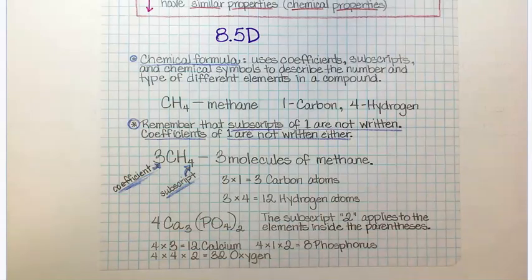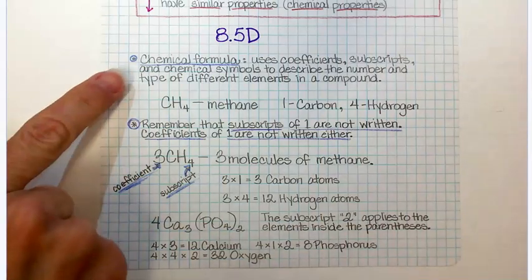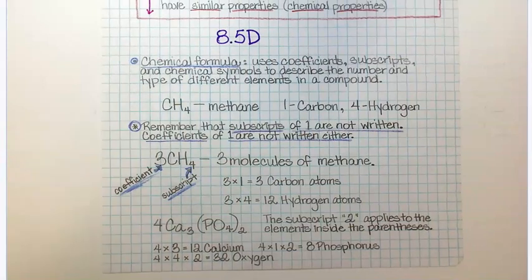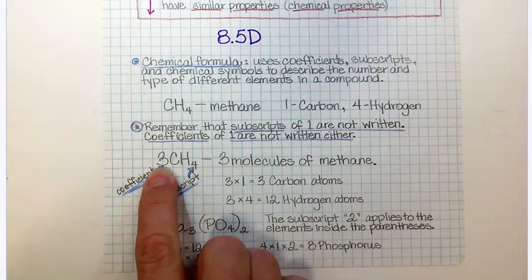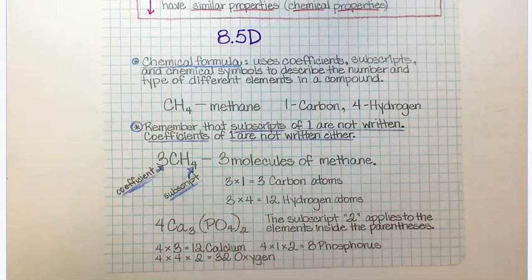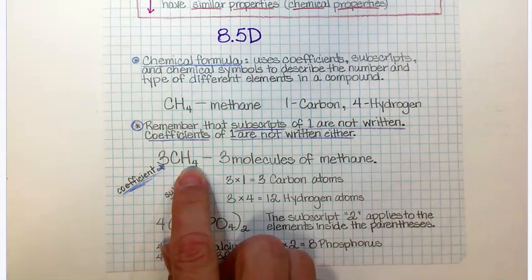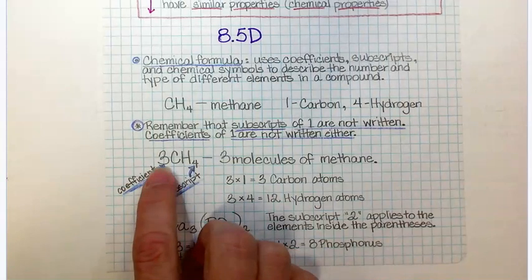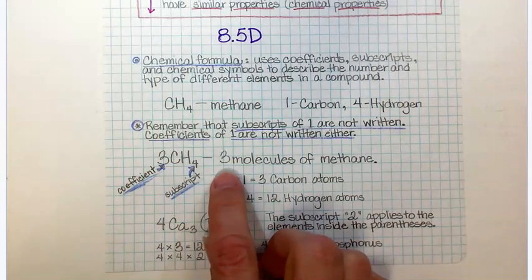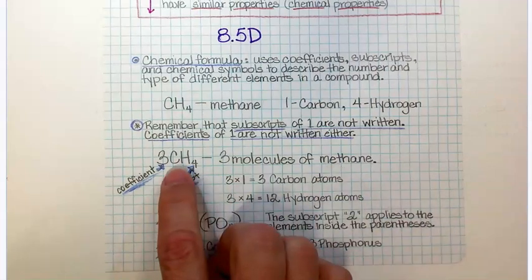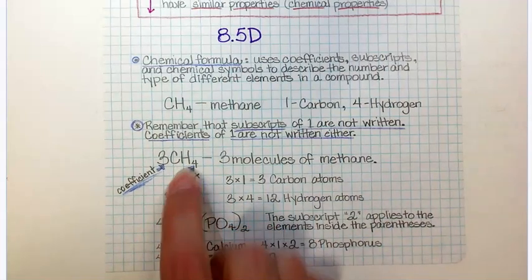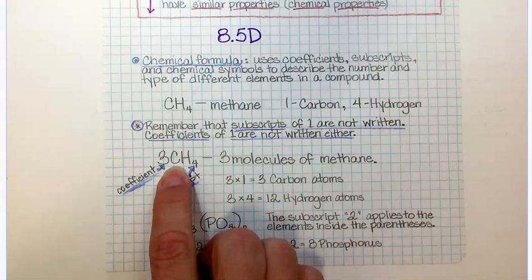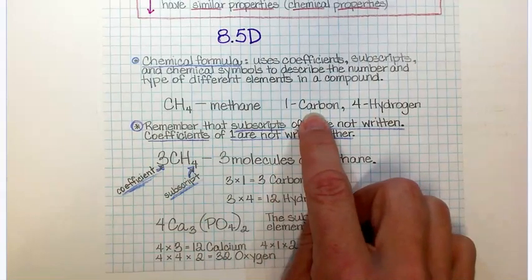I'm now on the back of 8.5D. Remember that a chemical formula uses coefficients, which are the big numbers in front of the whole formula, subscripts, which are the small numbers down to the lower right, and chemical symbols to determine the number and type of different elements in a compound. So here's your example. You had a big 3 and then it says CH4. That means that there are 3 molecules of CH4, and CH4 is methane. Okay? There's no subscript on carbon, but if there's no subscript, we understand that there's 1.